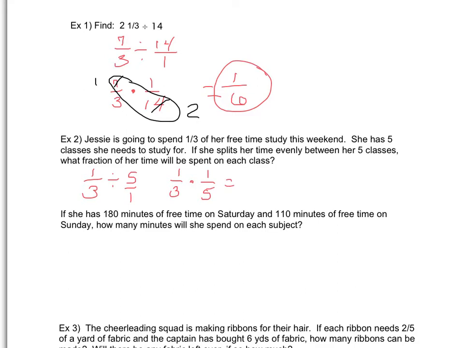I can try the Band-Aid method, but 1 and 3 and 1 and 5, neither of them have common factors that they can both be reduced by. So I multiply straight across and I get 1/15. So she's going to spend 1/15 of her time on each class. And that's going to be a total of a third of her free time.